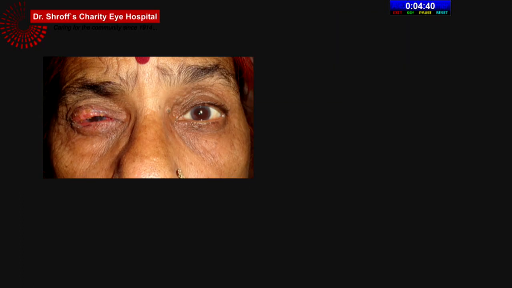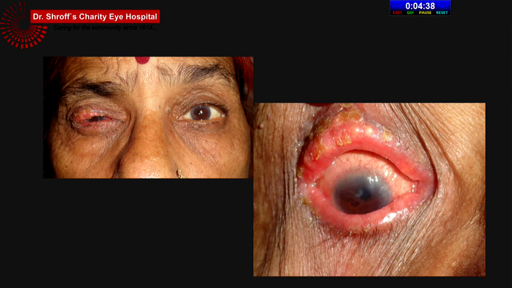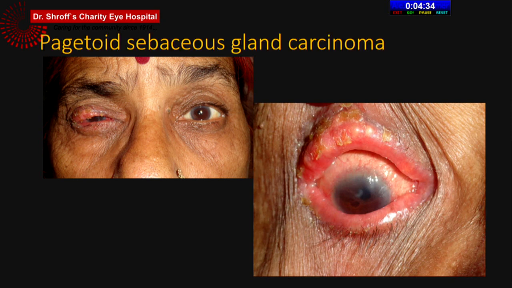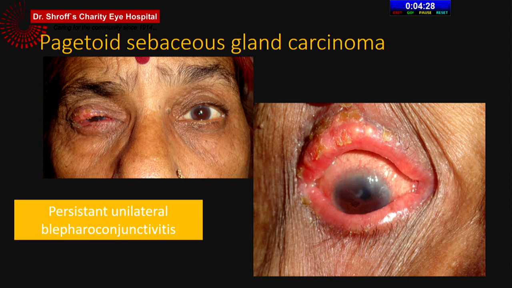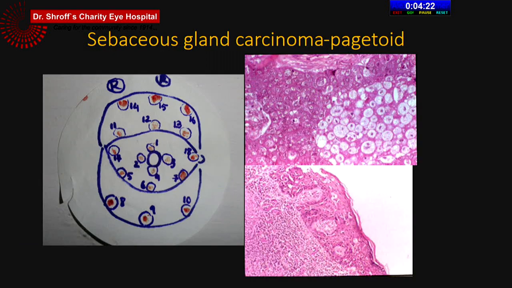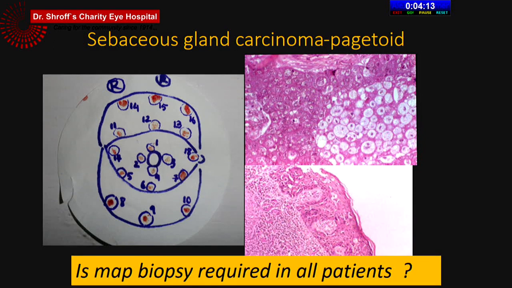for smaller lesions. Another challenging aspect of sebaceous gland carcinoma is this kind of presentation. We all are much more aware of it now, the pagetoid type of SGC, as we call it, where there is no definite mass as such, but a diffuse involvement of the conjunctiva, and many of these patients present like a persistent unilateral blepharoconjunctivitis. Conventionally, what is done to diagnose this lesion is a map biopsy, which is small biopsies from the conjunctiva. 18 sites is conventionally what is done.